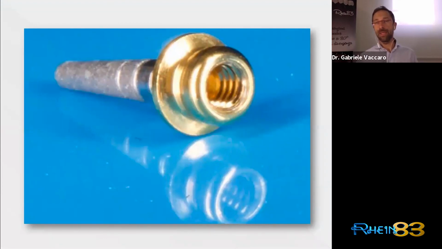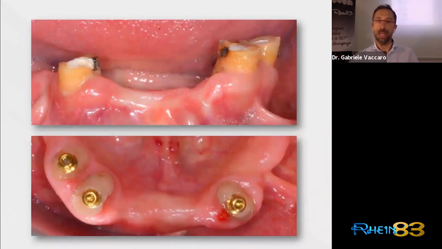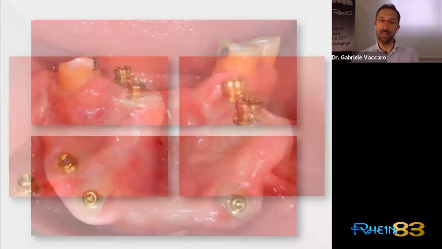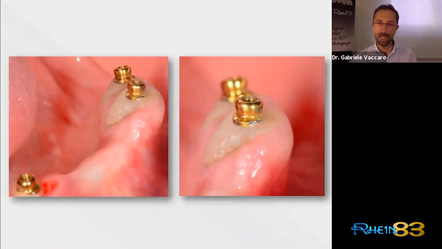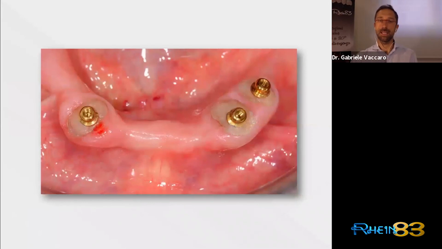We saw the residual root restored with the spheroblock, but on the market you can also find a pivot with an equator on the head. A pivot with an equator on the head means that we have a low profile attachment. This means that we can reduce a lot the space needed for the prosthesis. The more space we have for the prosthesis, the stronger it is, because we have more resin on it. Exactly like this.